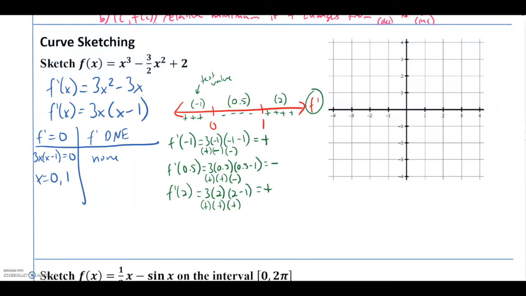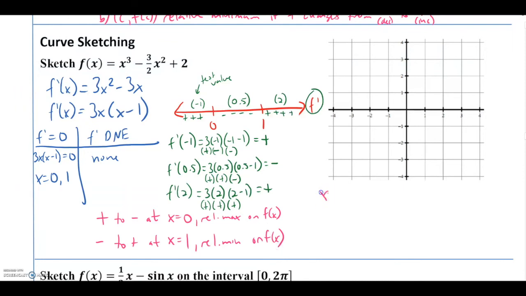And just notice the amount of information this gives us. We have a positive to negative switch at x equals 0, which means this has to be a relative max on f of x. We have a negative to positive at x equals 1, so this has to be a spot for a relative minimum on f of x.